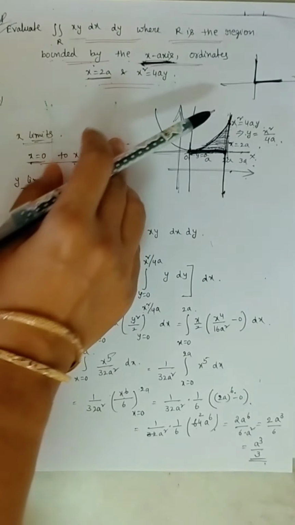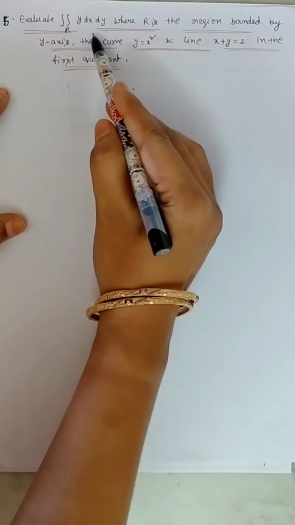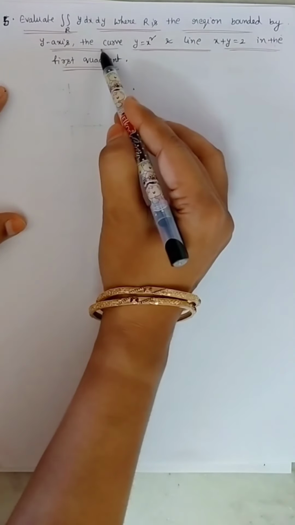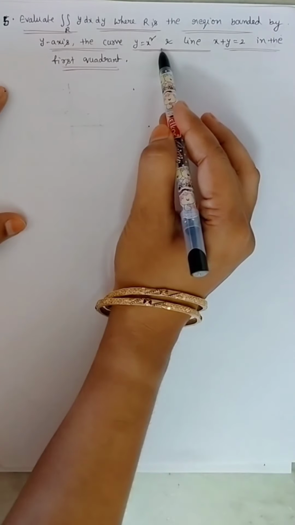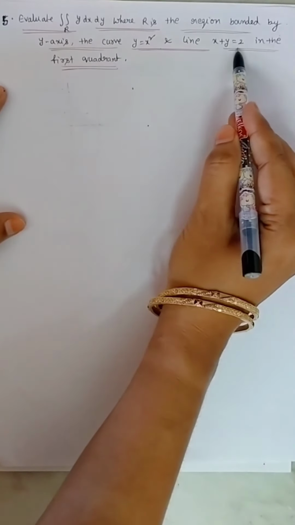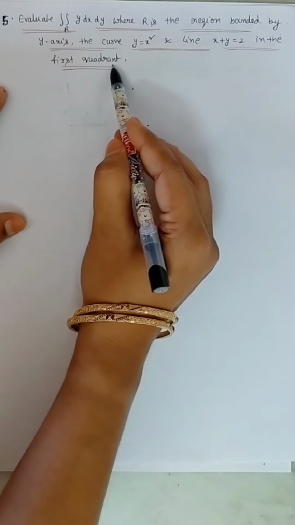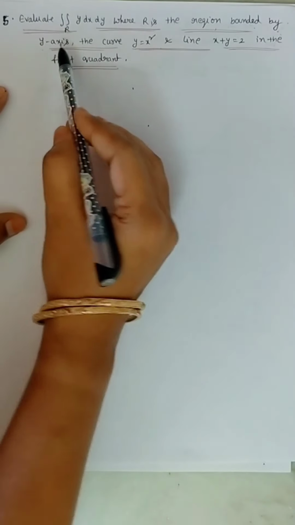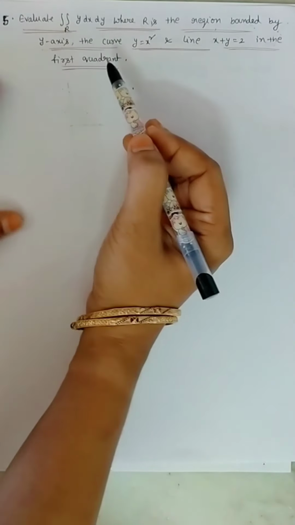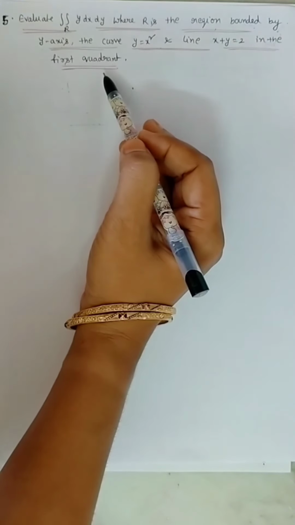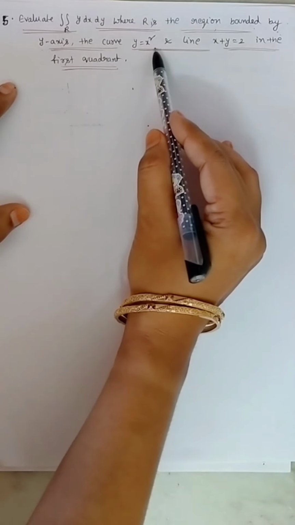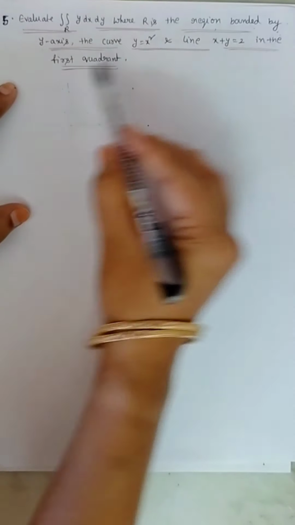the fifth problem. Evaluate the double integral of xy dx dy where R is the region bounded by the y-axis, the curve y equals x square, and the line x plus y equals 2 in the first quadrant. If you observe this problem and the fourth problem, in the fourth problem the region is bounded by the x-axis, here the region is bounded by the y-axis, the curve y equals x square and the line x plus y equals 2 in the first quadrant.